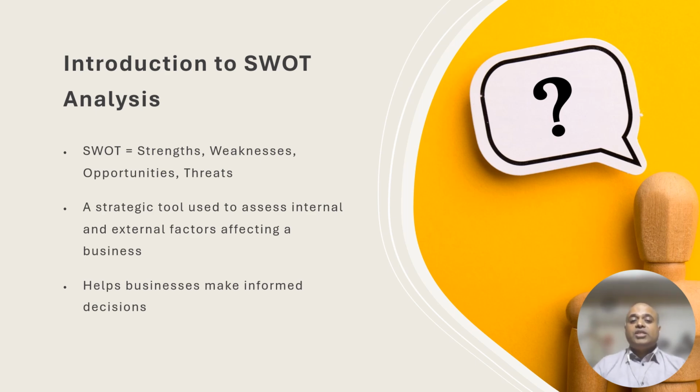All right, let's begin by understanding what SWOT analysis really is. SWOT stands for strengths, weaknesses, opportunities, and threats. These four elements are the building blocks of strategic decision making in business. Strengths and weaknesses focus on what's happening inside the business, things like resources, brand reputation, or operational efficiency. Opportunities and threats, on the other hand, are the external factors, things like market trends, competitors, and economic changes.